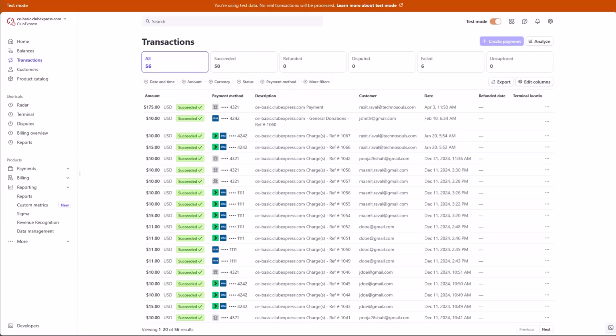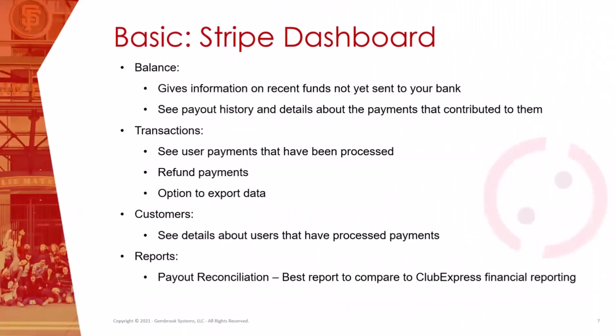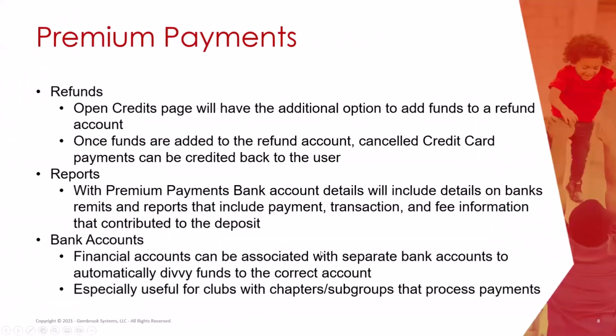So now let's take a step away from the Stripe dashboard. Let's take a look at the premium payments option. So with premium payments, we have the option to do refunds directly on the website. We have more detailed reports, and we have the option to divvy funds to different bank accounts. So let's kind of get into what I mean by refunds in-house. So it's an entirely different refund process when we're doing things with premium payments.